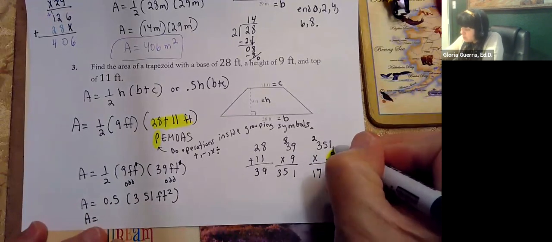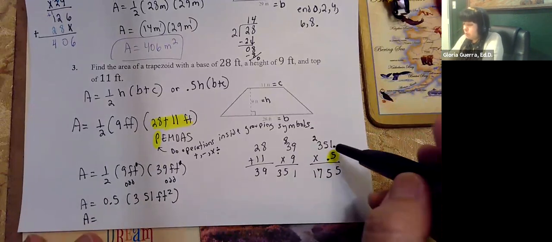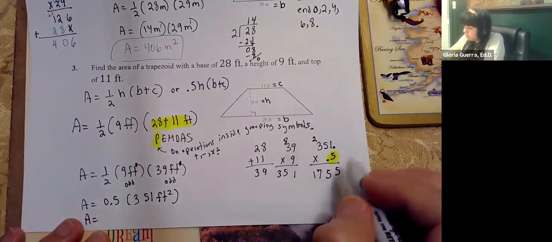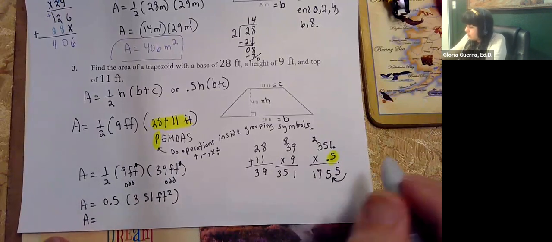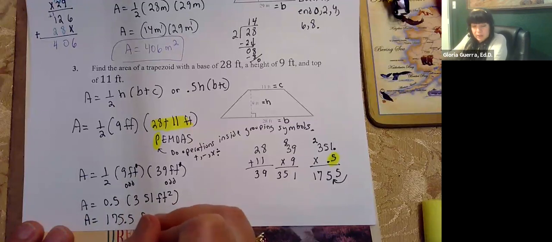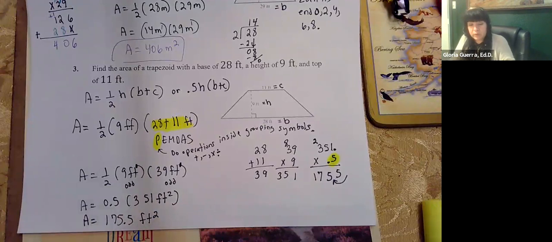351 has a decimal, but see, it's in the back, and that doesn't count. So you look at both your factors and you count. So you just have this one decimal place. So you move this over to the left one time. So now you have 175.5, and then it's feet squared. Okay.